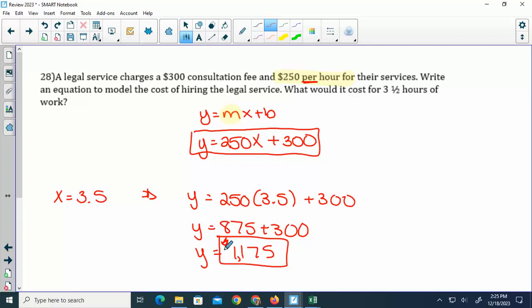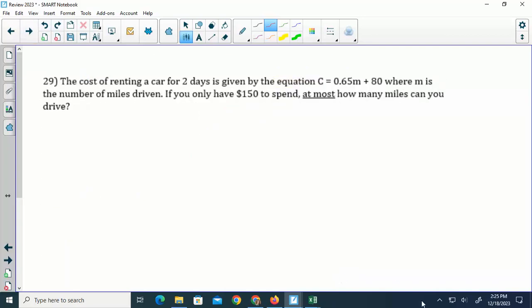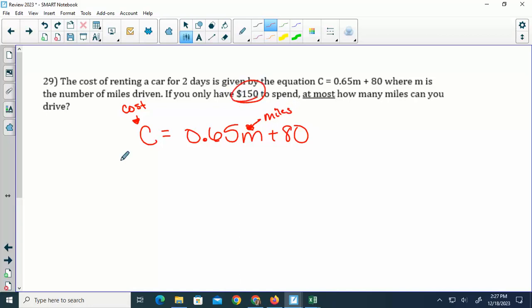Last one. I want you guys to take a second, read it, and see if you can figure out what to do there. I gave you an equation. And it tells us, this is my cost. So C here represents the cost. What's M? The miles. If you only have $150 to spend, at most, how many miles can we drive?